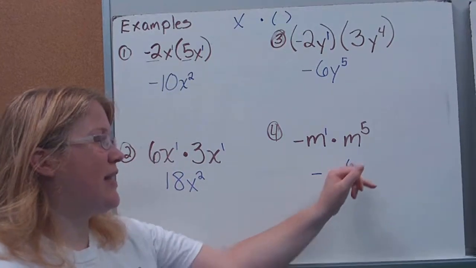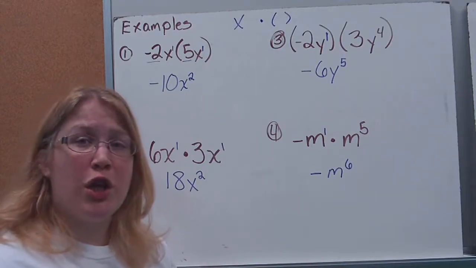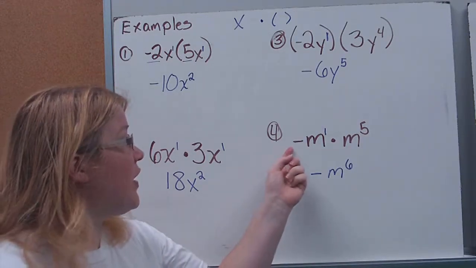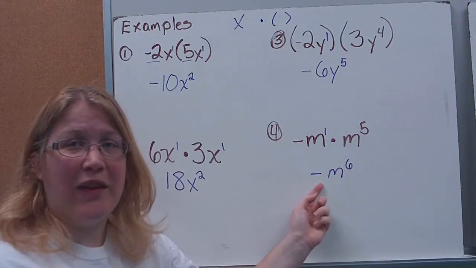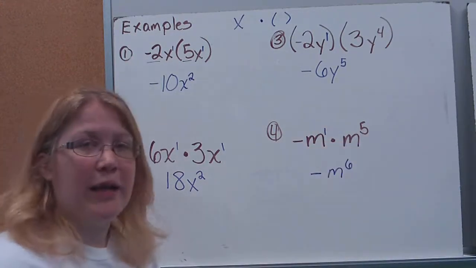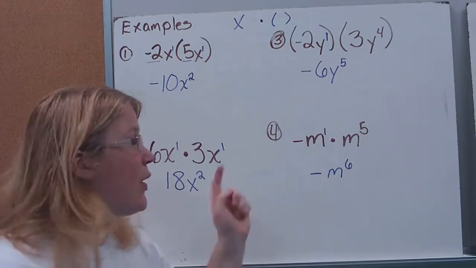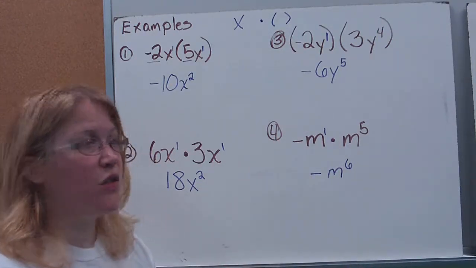Some kids try to take this negative and change it to the exponent or think it means subtraction. Just remember your multiplication rules. A negative times a positive gives me a negative answer. That's all that means. I'm not looking at that when I'm combining my exponents because they weren't negative. You can have a negative exponent, but that's not the case here. So just keep that in mind.